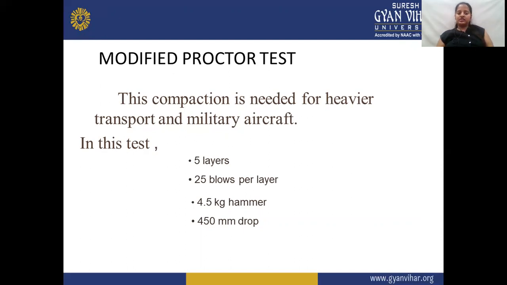In this test, there are only a few differences. The major difference is the 5 layers. The soil is filled in 5 layers, and 25 blows per layer, as usual, common with the standard Proctor test. But the weight of the hammer used in the modified Proctor test is 4.5 kg, and the drop height is 450 mm.